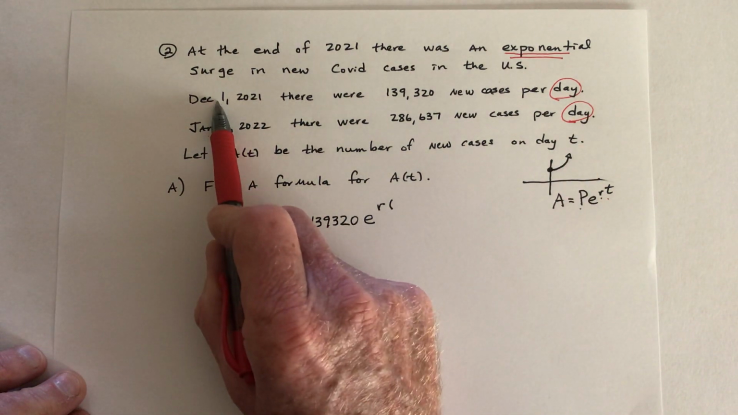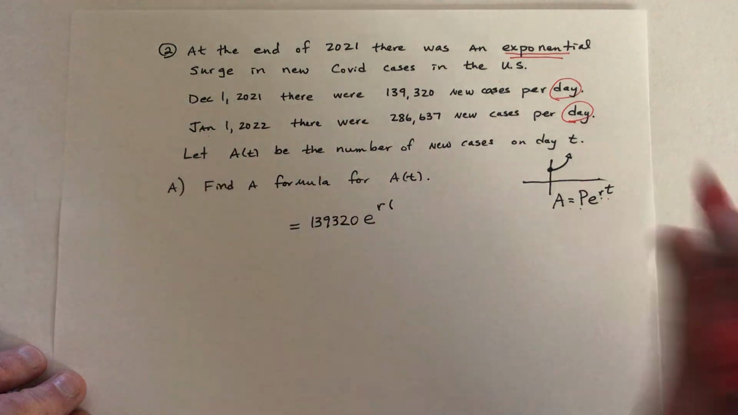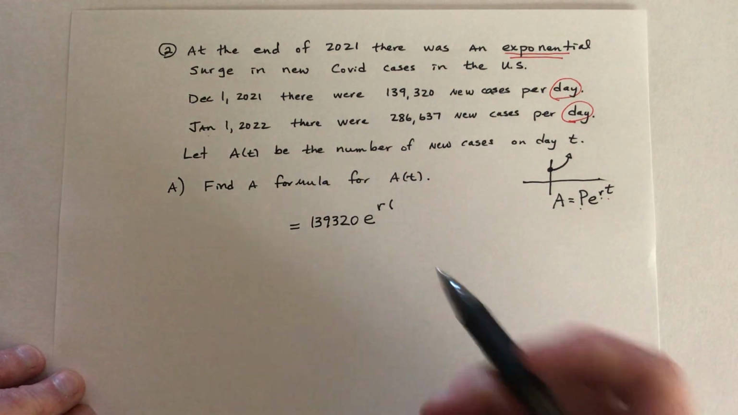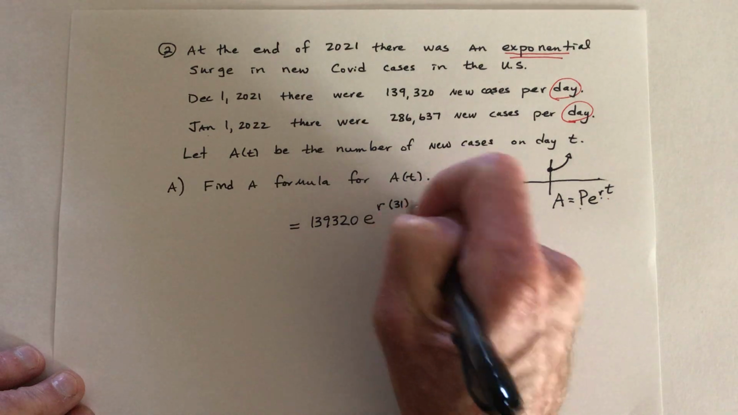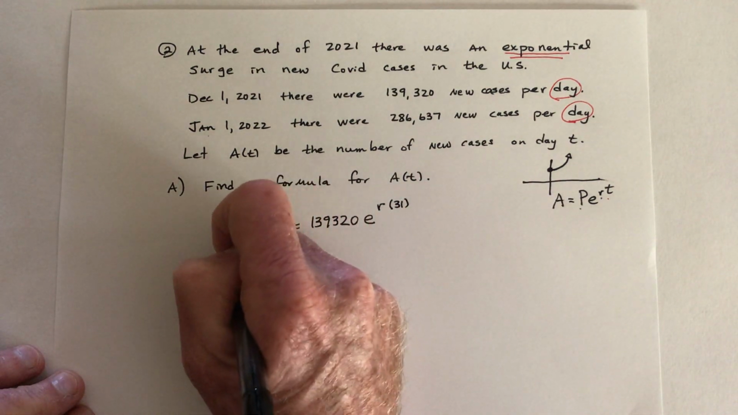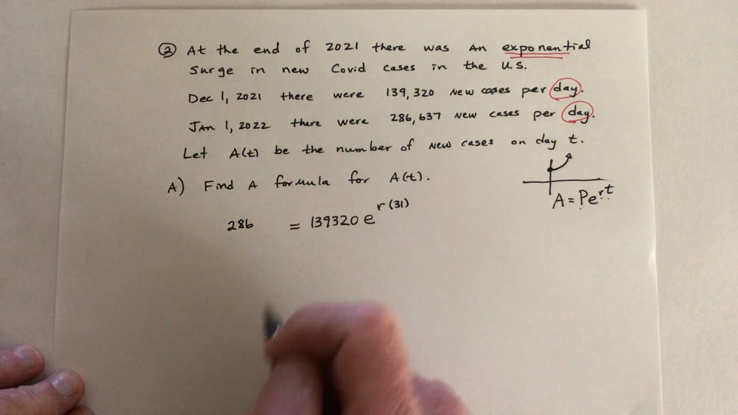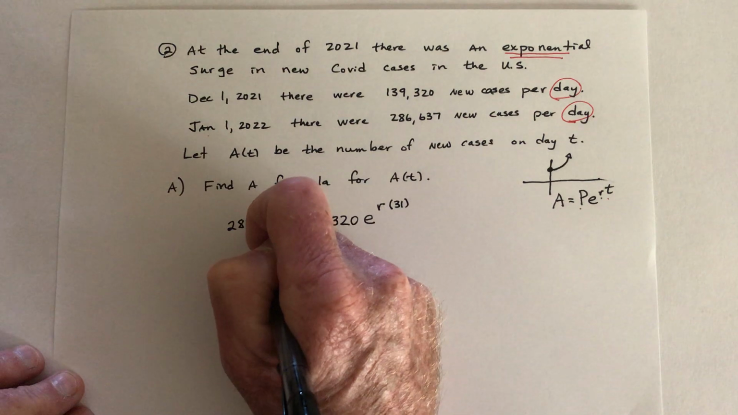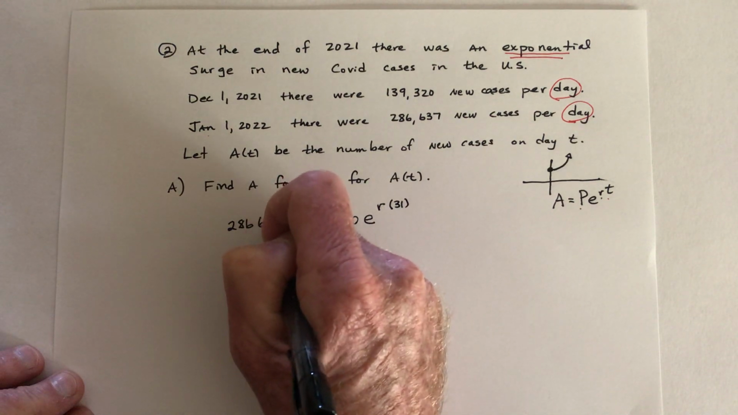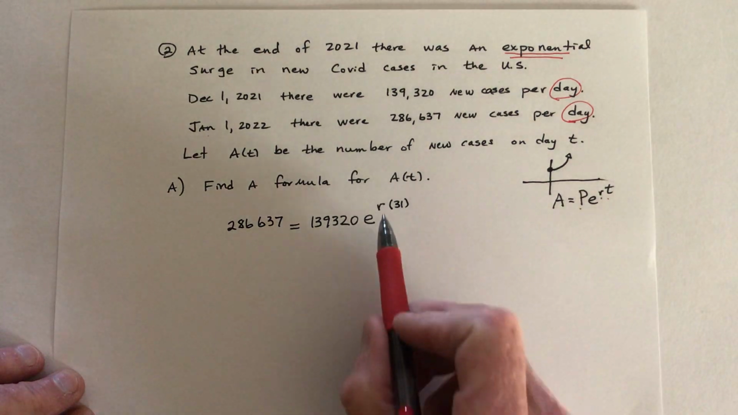Well, from December 1st, December has 31 days. So from here to here, that's actually 31 days. And then after those 31 days, the amount of new COVID patients, or new people with COVID, was 286,637. All right, now I need to solve for r.